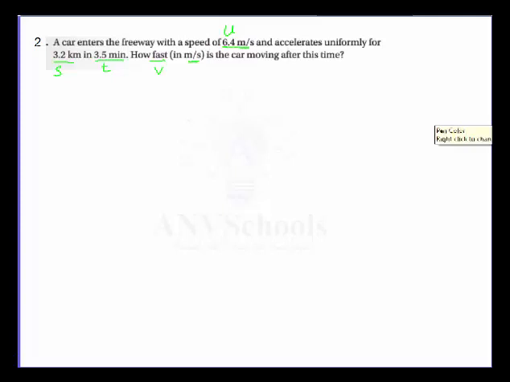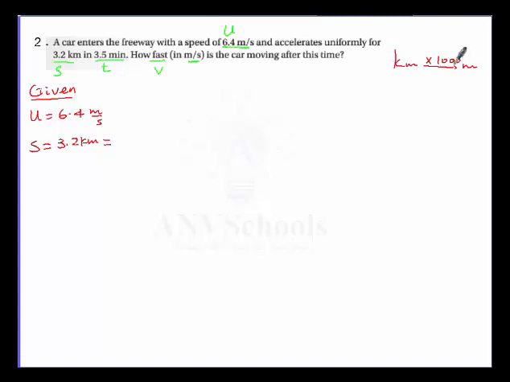What are the given quantities? Let's list them down. The initial speed of the car is 6.4 meters per second. The total distance traveled by the car is 3.2 kilometers, but don't forget to convert this to meters. When you want to change kilometers to meters, we multiply by 1000, so it will be 3200 meters. That's the distance.